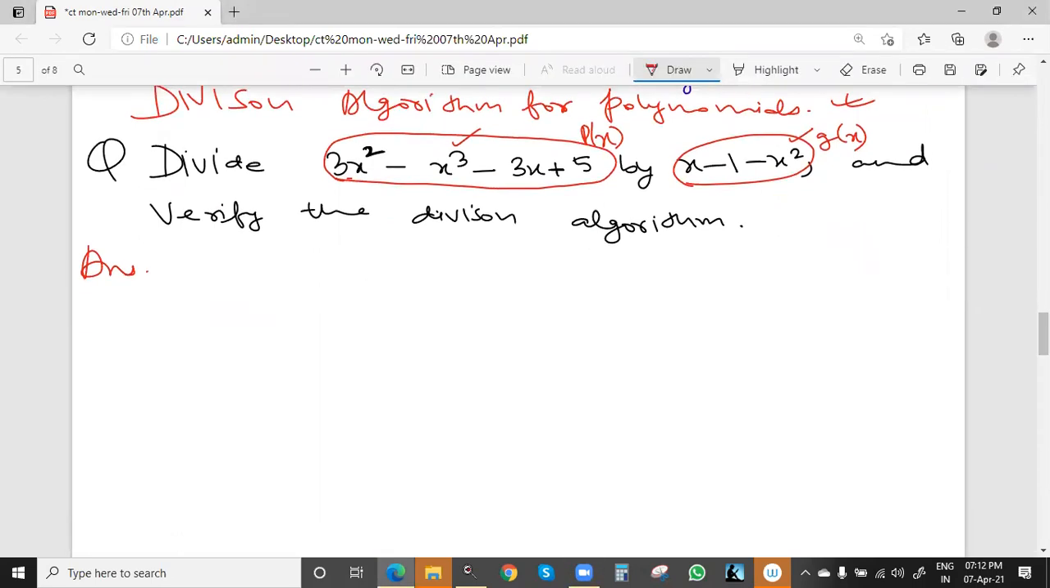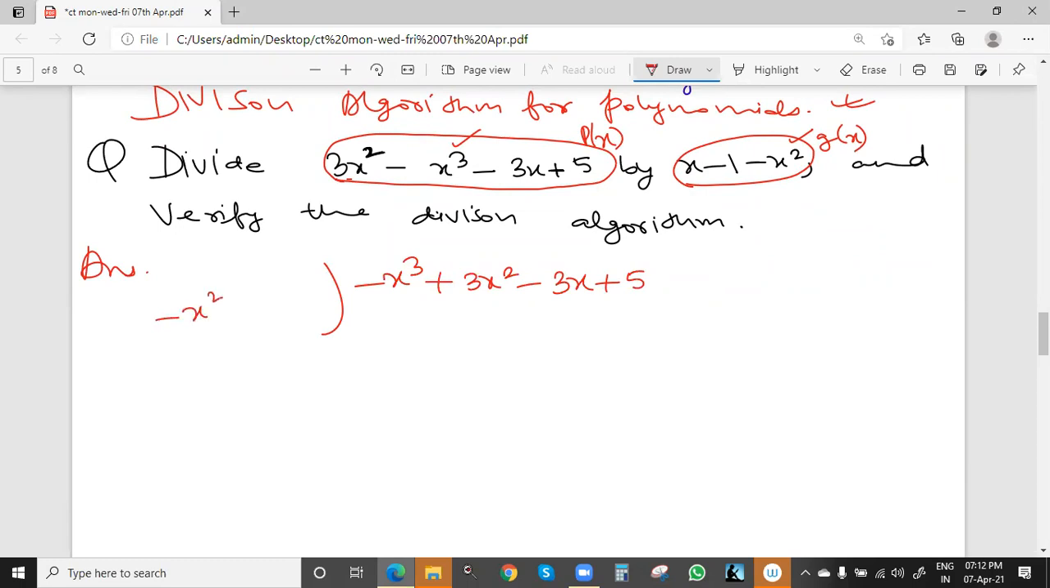So let me show you. See, first we write x cube. Always write in decreasing power of x. X cube plus 3x square minus 3x plus 5. And for gx, the divisor, we also write in decreasing power of x, descending power of x: x square plus x minus 1. Then we write minus x cube minus x square plus x.